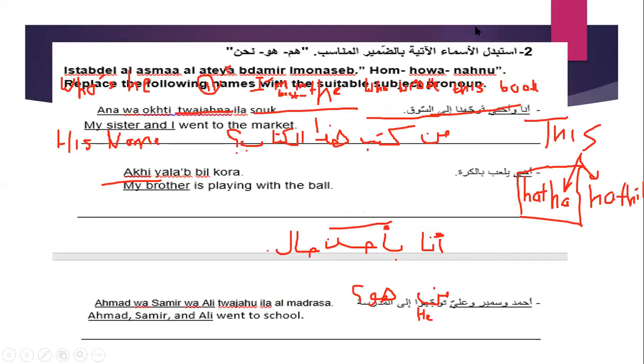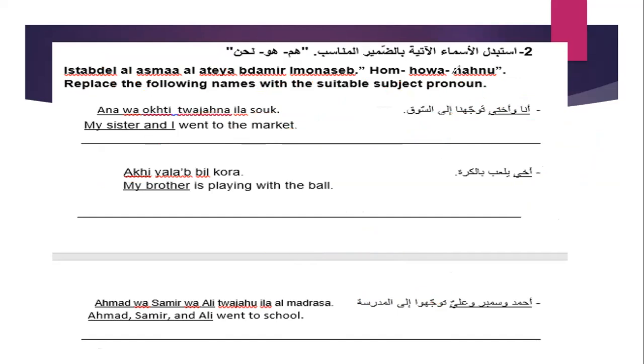Let's go to the second question. Replace the following names with a suitable subject pronoun. As we've explained in the PowerPoint lecture, we have pronouns for the first point of view, pronouns for the second point of view, and pronouns for the third point of view. Now we are going to replace these nouns, the underlined nouns, with a suitable pronoun.